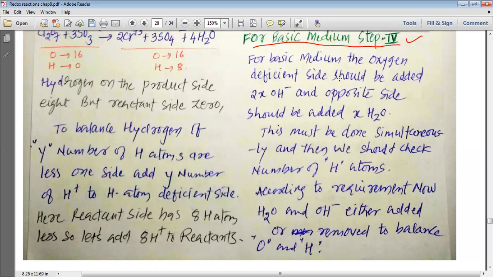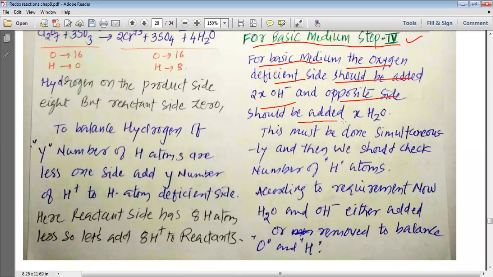How can we balance the oxygen and hydrogen in the basic medium? So for basic medium, the oxygen deficient side should be added with 2x OH minus. So suppose the oxygen deficient side has 5 oxygen less, then we need to add 10 OH minus to that side. If the oxygen deficient side has 4 oxygen less, then we need to add 8 OH minus to that side.